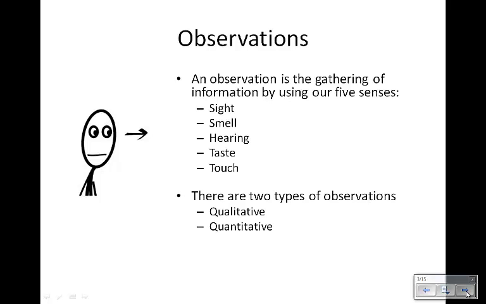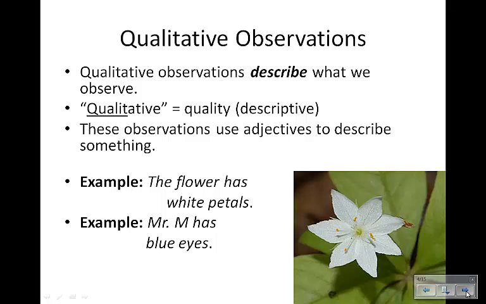qualitative and quantitative observations. So a qualitative observation is when you describe what you observe. Quality is the root of the word qualitative. These observations use adjectives to describe something. Two examples would be the flower has white petals and Mr. M has blue eyes. Those are both describing qualities of an object. You could also describe qualities of a phenomena. For example, you could say the explosion was big.